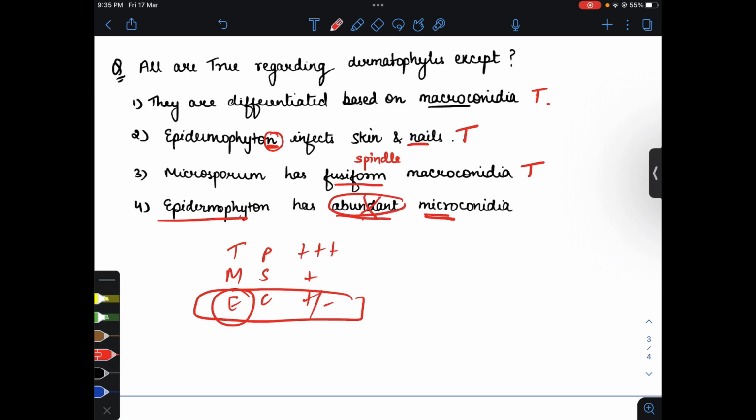No microconidia is present. So the answer for this question is Epidermophyton has no microconidia present. So this is the answer of this question.